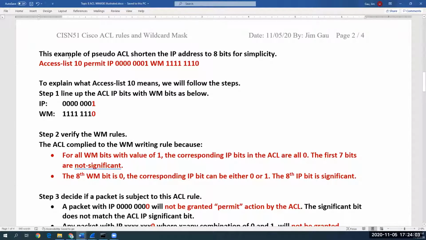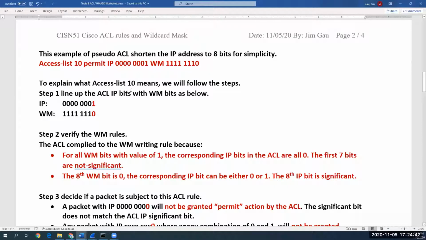So this is a general principle, and we'll use an example to illustrate the concept. I use a pseudo ACL with the IP addresses shortened to 8 bits for simplicity. 32-bit, 8-bit, or even 4-bit doesn't make a difference. The principle is the same. This is not true syntax, but a pseudo ACL. We call it access list 10. We permit, as the action, the IP address, let's say 00000001, with this WM.